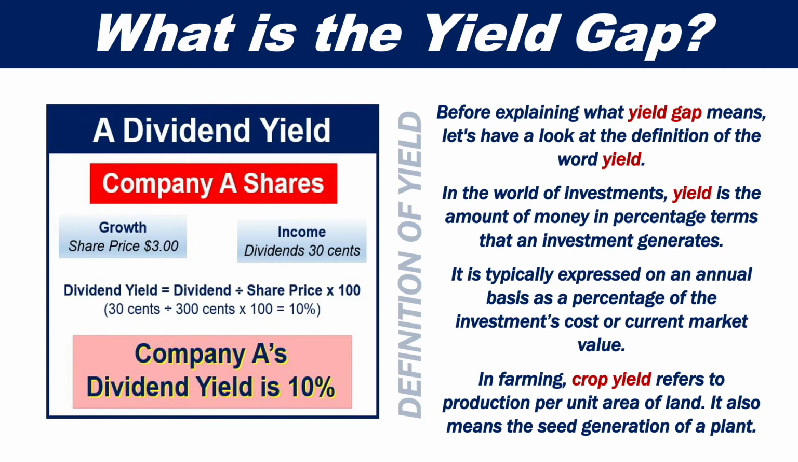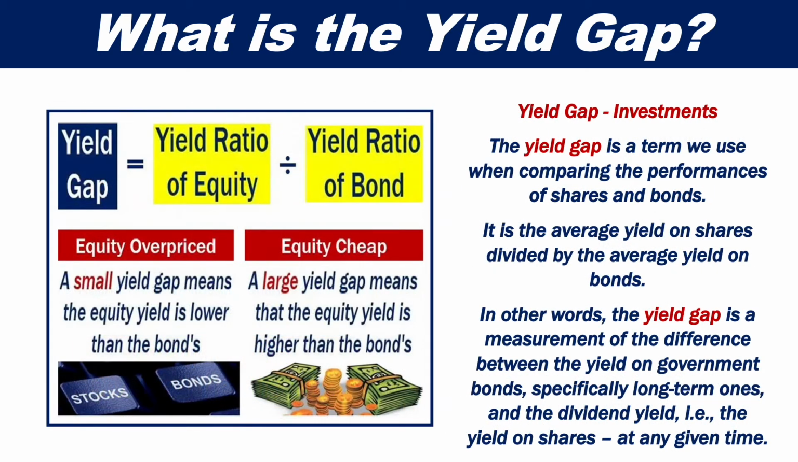In farming, crop yield refers to production per unit area of land. It also means the seed generation of a plant. The yield gap is a term we use when comparing the performances of shares and bonds. In other words, the yield gap is the difference between the yield on government bonds, specifically long-term ones, and the dividend yield, that is, the yield on shares at any given time.